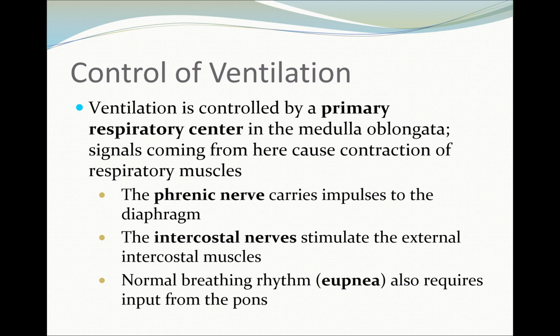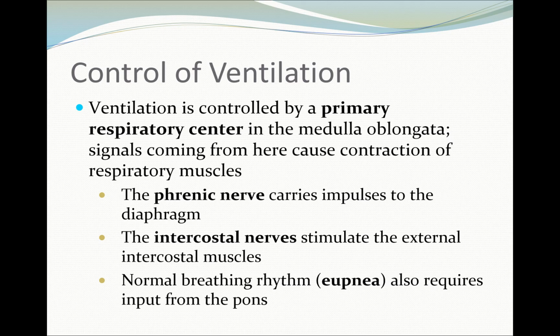All right, so ventilation is controlled by a primary respiratory center in the medulla oblongata. Signals will come from here and cause the contraction of the respiratory muscles. So we have the phrenic nerve that carries impulses to the diaphragm from your cervical plexus. We have the intercostal nerves, which will come from the rami of your thoracic spinal cord and stimulate the external intercostal muscles. And then we have the normal breathing rhythm called eupnea. Eu means true. And that also requires input from your pons.